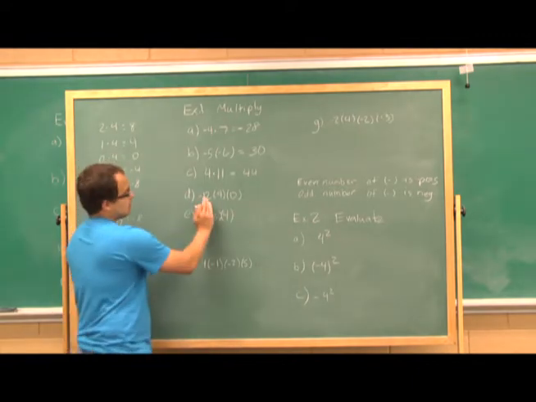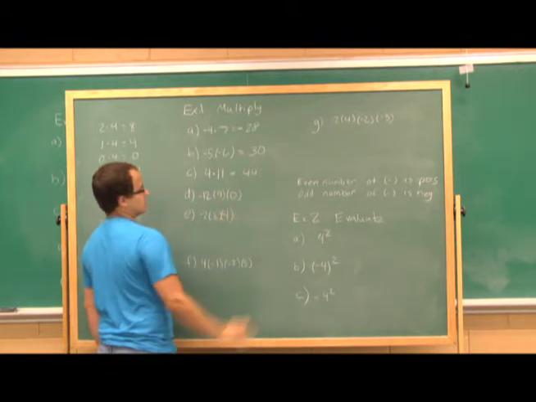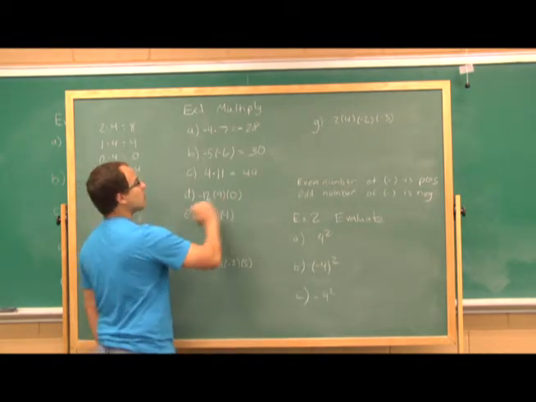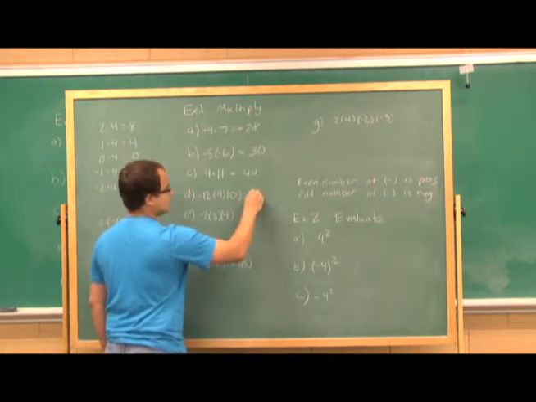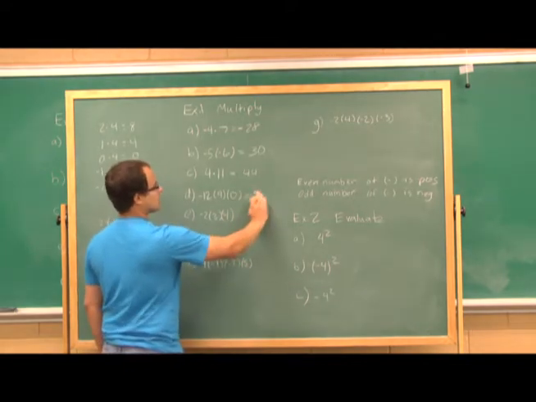Now D, negative 12 times 9 times 0. Since there's a 0 in there and it's all multiplication, it doesn't matter what you get, your answer will be 0. So 0 makes our life easy.